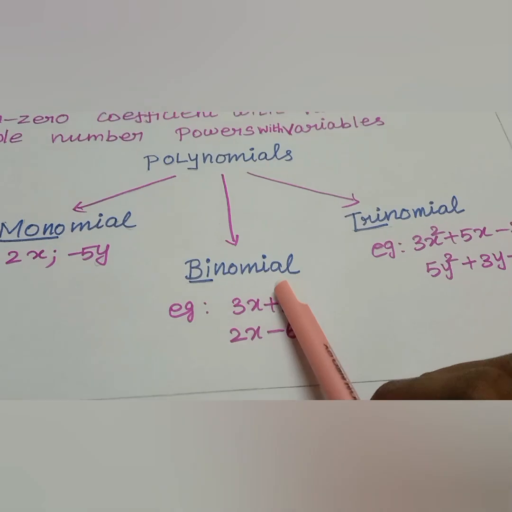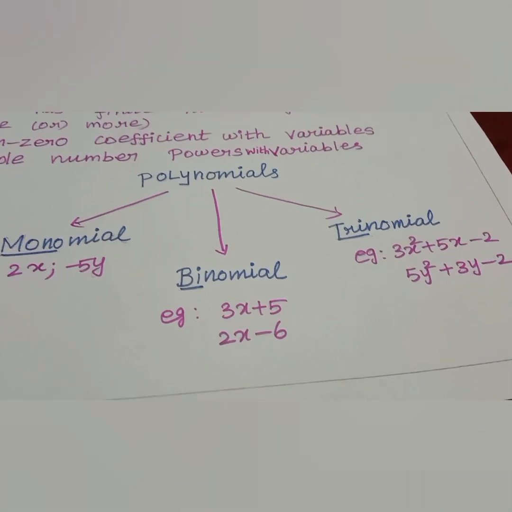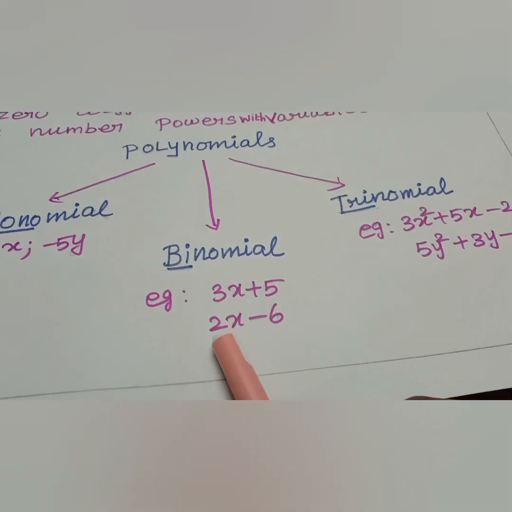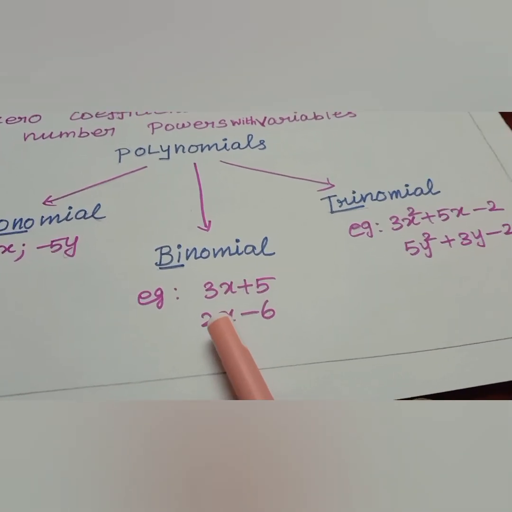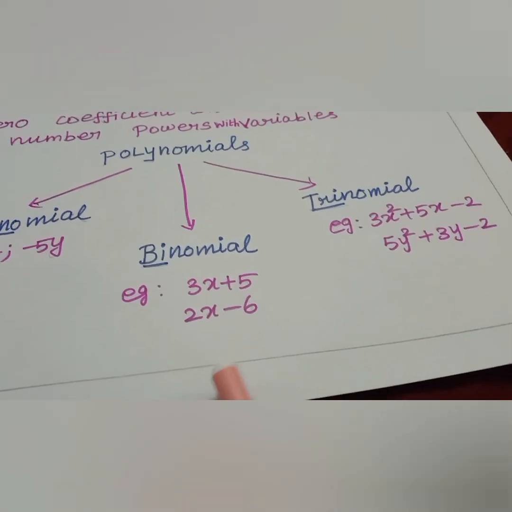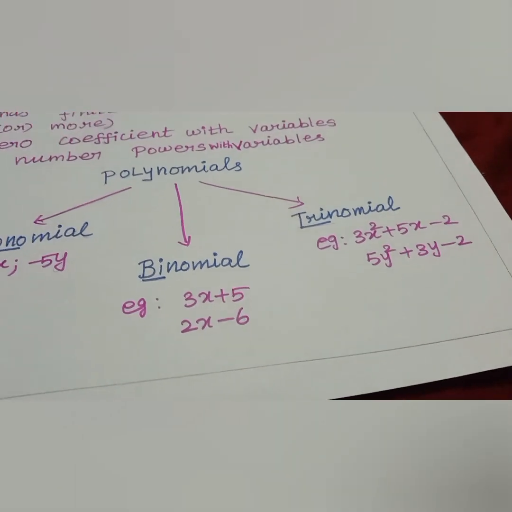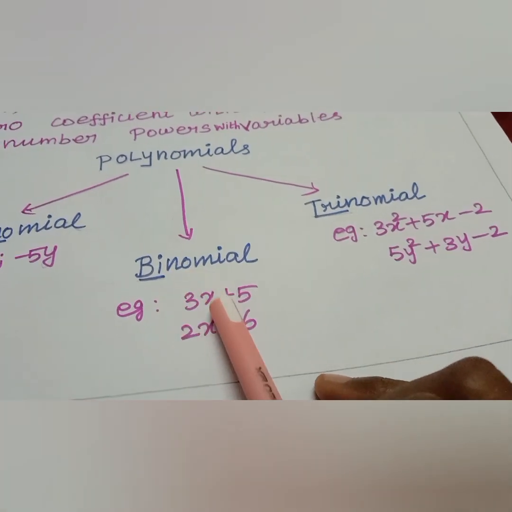The second one, binomial. Binomial means an algebraic expression that contains two terms. See here, 3x plus 5: two terms. 2x minus 6: 2x is one term, minus 6 is another term. So, an algebraic expression that contains only two terms is a binomial. Bi means two terms.